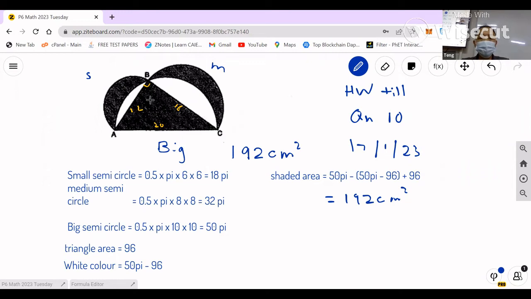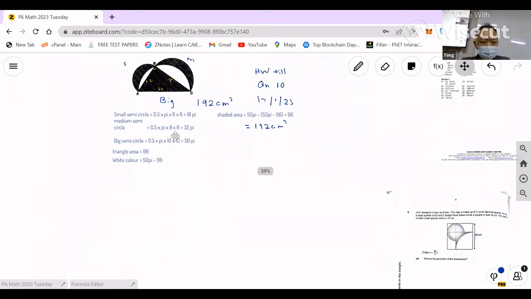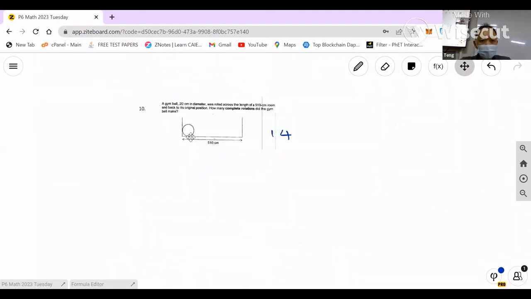So the problem here is the overlap, but this is not that bad, right? You can still find the area of this thing quite easily. Any other question for this? No. Okay, next. The next one will be question 10. Let's see question 10.